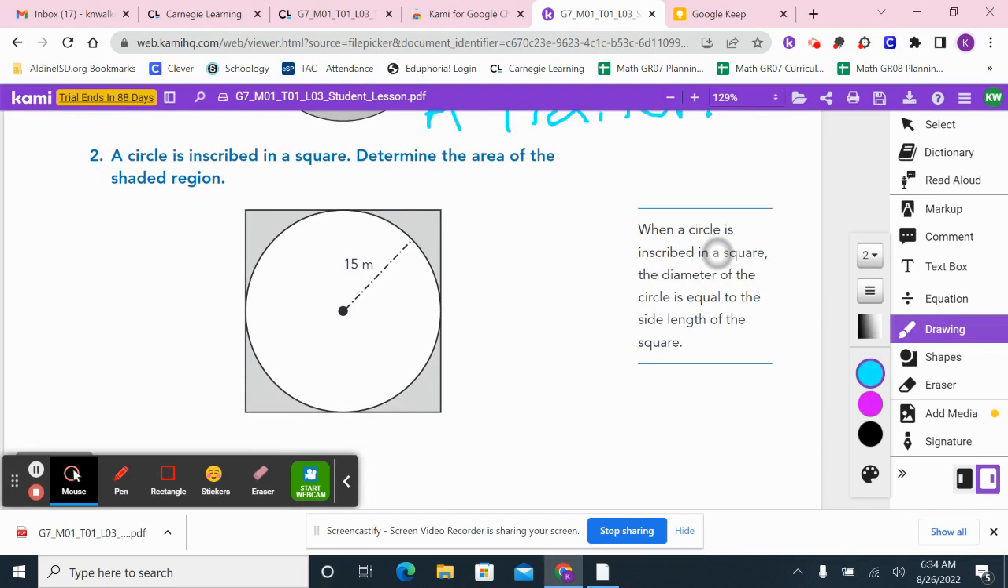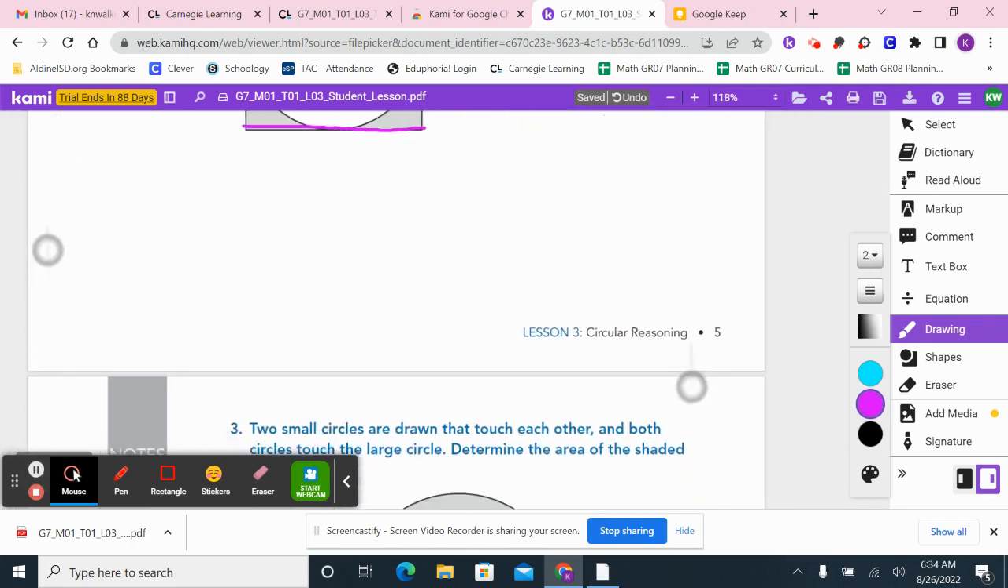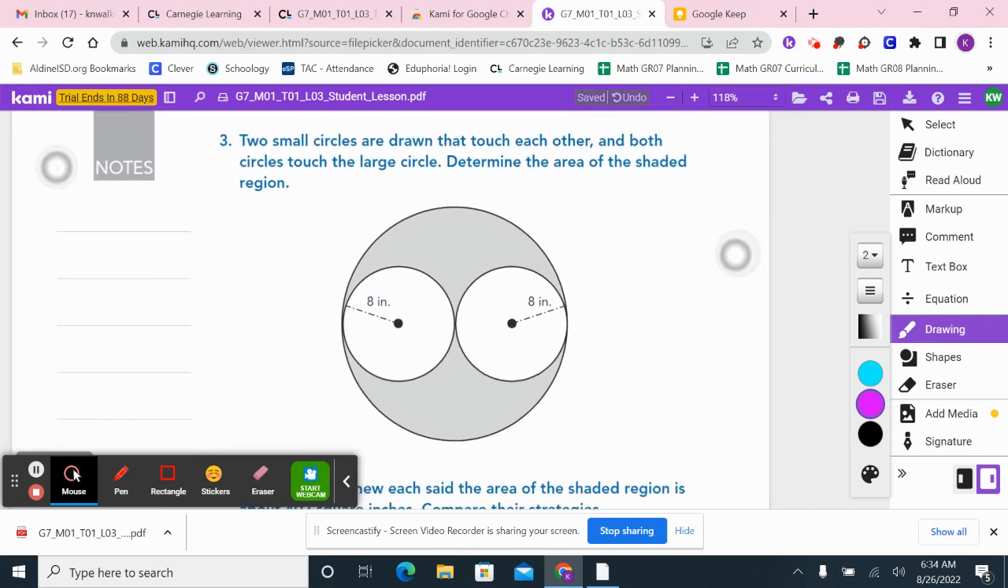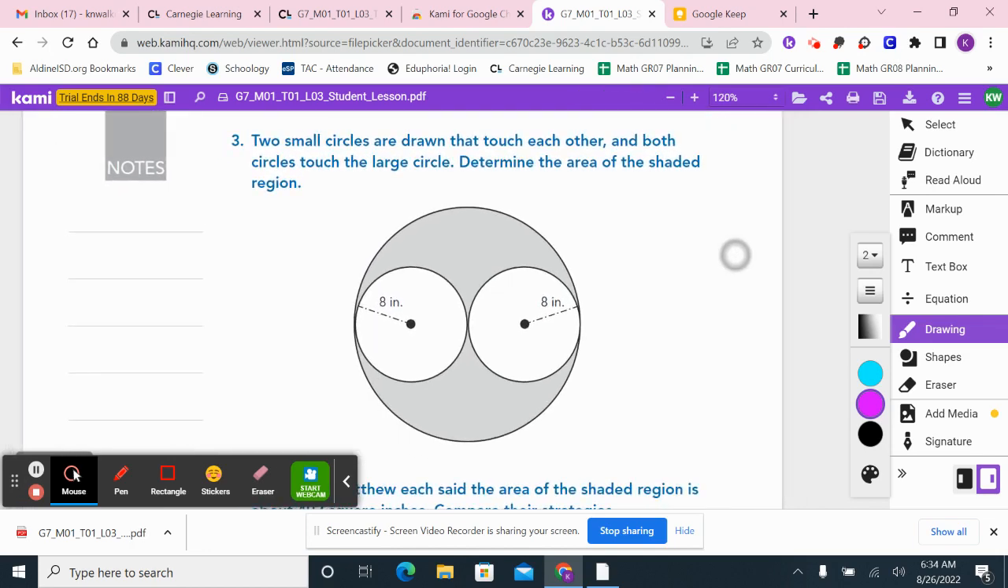One thing I want to point out here is that the measurements of the square are not clearly identified, but think about what you know about circles and the parts of a circle. Moving on to number 3. Number 3 reads, two small circles are drawn that touch each other, and both circles touch the larger circle. Determine the area of the shaded region. Again, mark this up, annotate, and think about what you know about circles.